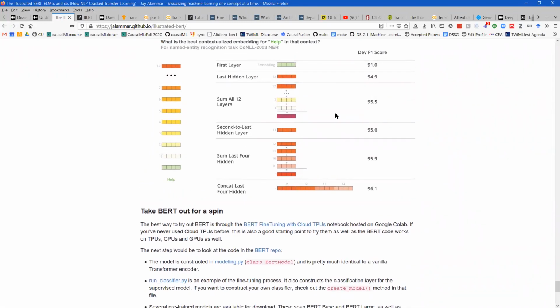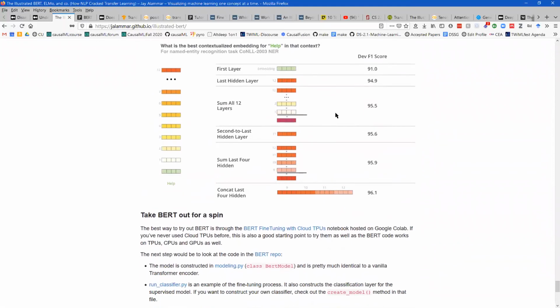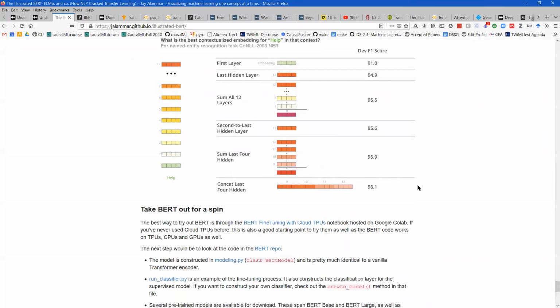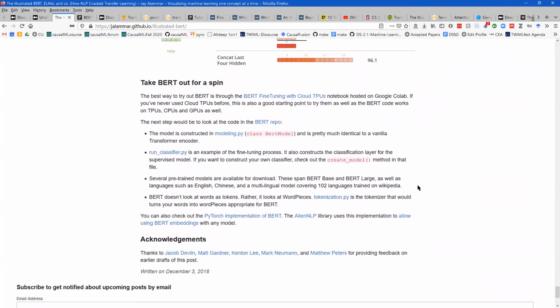Sort of. I have to think about it a little bit more. But anyway, it's interesting that the different ways of combining the layers result in significantly different scores on this task. So that's the end of what I wanted to do today.